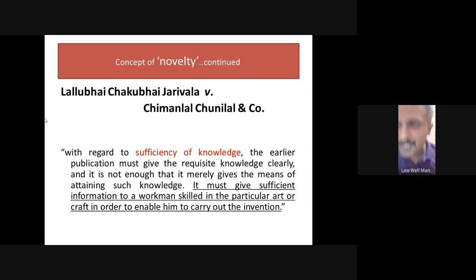So the publication requirement, so as to defeat the requirement of novelty, is this: it should be sufficient for a person expert in that area to enable him to carry out the invention.